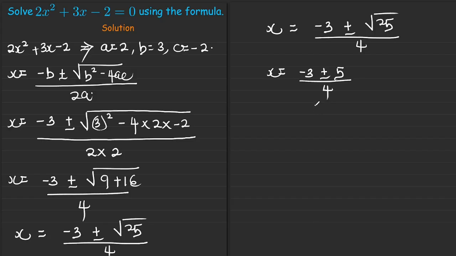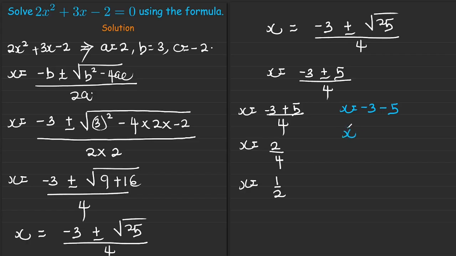So we take the positive, work out our solution, and then also take the negative and also work out our solution. For the positive, we have x being equal to negative 3 plus 5 all over 4. Negative 3 plus 5 gives us a 2. So we have a 2 over 4, which can be simplified to give us 1 over 2.